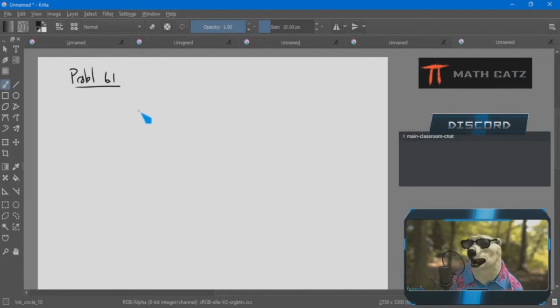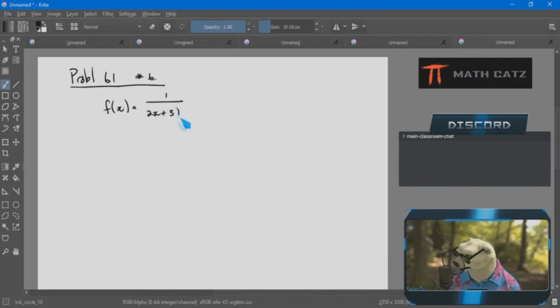I think we have time for one more. Which one do I like? You know, I kind of like number 6. I don't want to skip number 6. I have a function. It is 1 over (2x plus 3) squared.